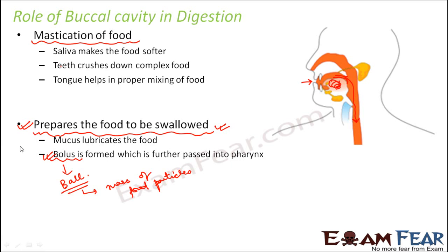So you understand the role of saliva, you understand the role of teeth. What does the tongue do? Since the tongue is movable, it helps in proper mixing of the food when it is inside the oral cavity, and it also helps to push the bolus through the throat. So it also helps in the process of swallowing. So that is how the buccal cavity helps in the process of digestion.